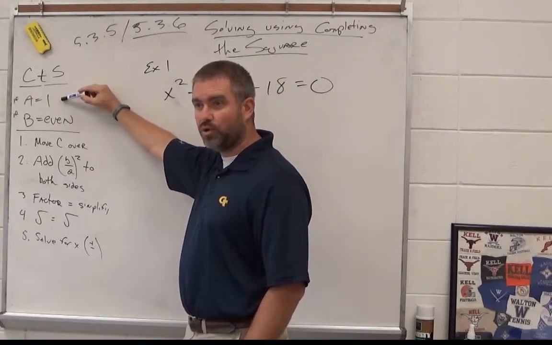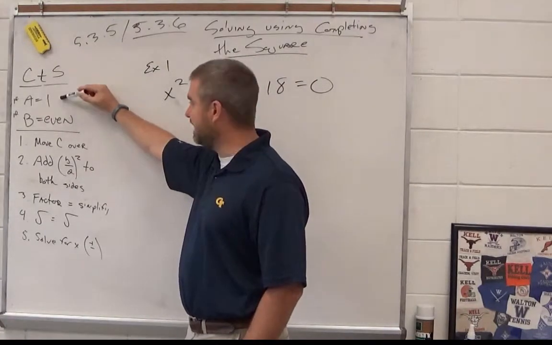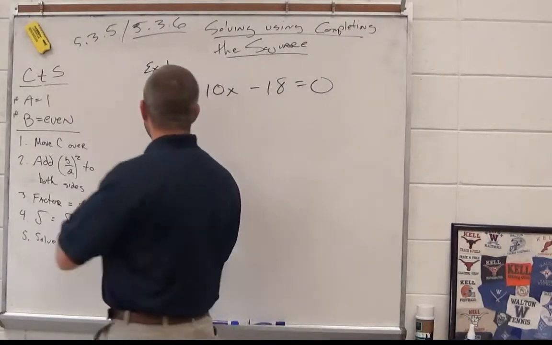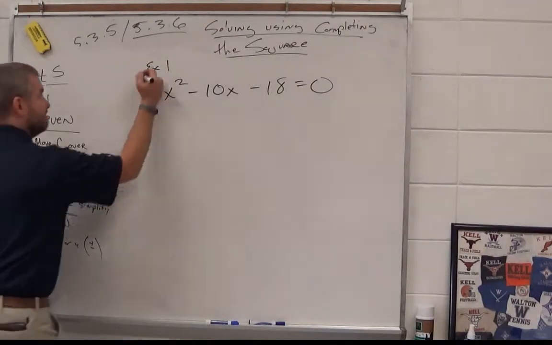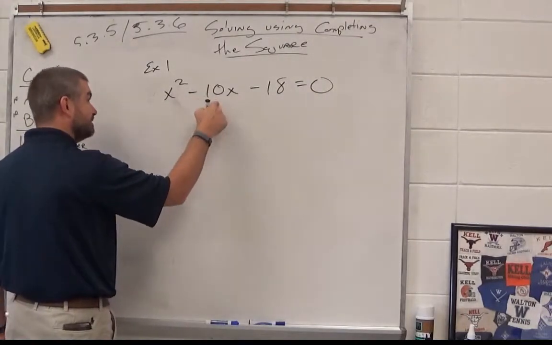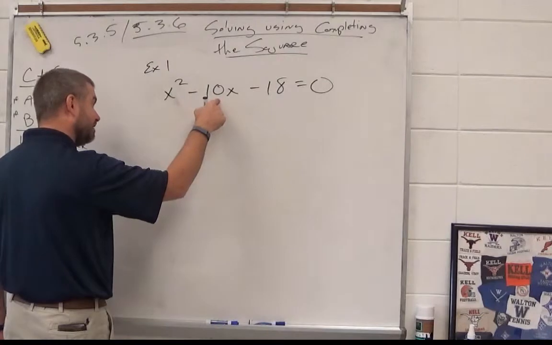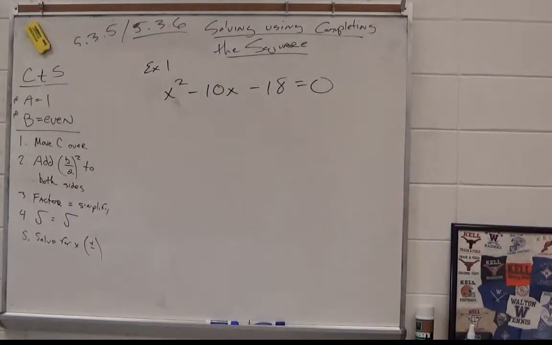If A is equal to 1, it's a good candidate. If B is even, then it's a good candidate. If either one of these things doesn't hold, meaning if there was a 3 right here, just do the quadratic formula. Or if this value right here was not even, if it was 11 or 13 or 7, some odd number, then we would not try to use completing the square. You can do it, it's just confusing and hard. I would use the quadratic formula if A is not equal to 1 or if B is not even. Okay, are you with me so far?